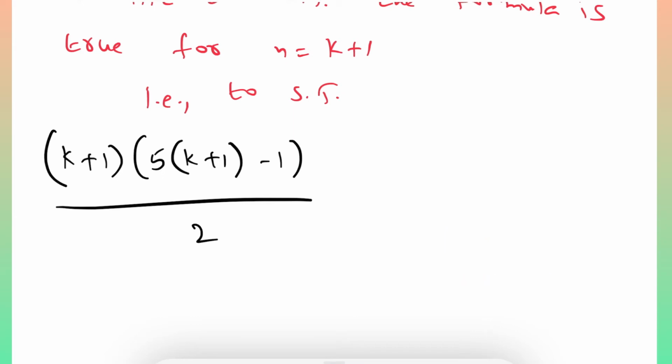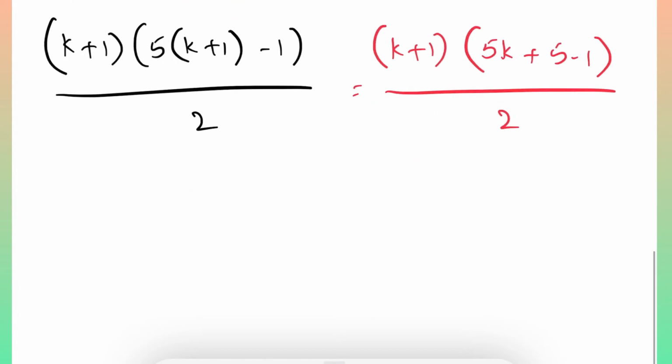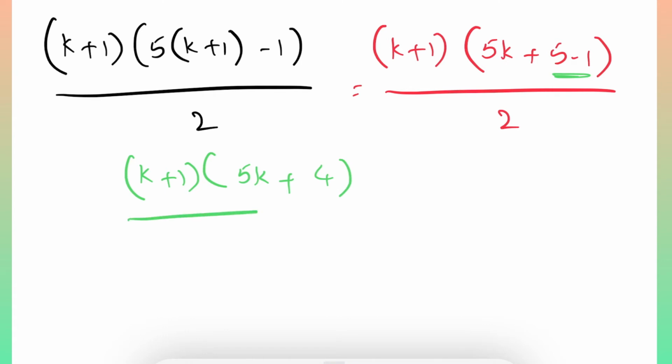Okay, let us simplify this now. It equals (k + 1) into (5k + 5 - 1) whole divided by 2, which is (k + 1)(5k + 4)/2. So this is what exactly we need to show in the answer. I'll highlight this.